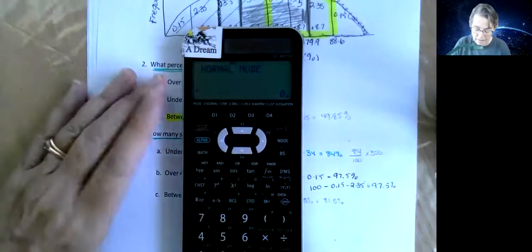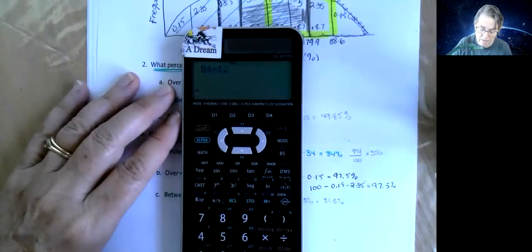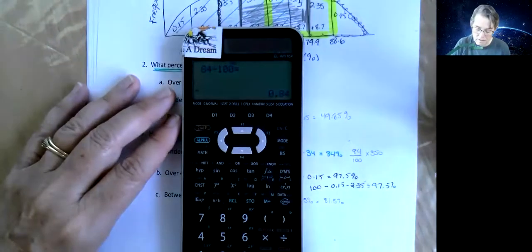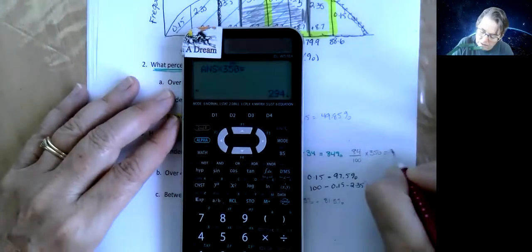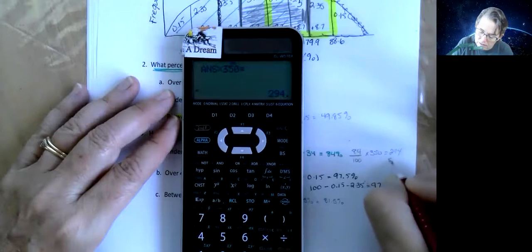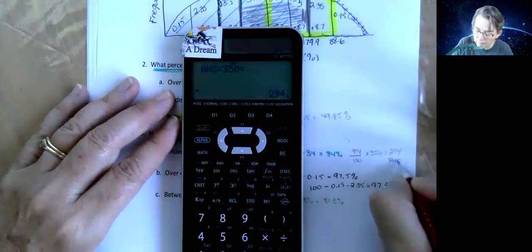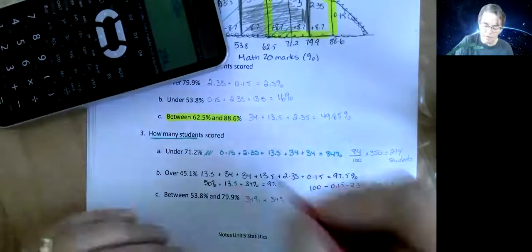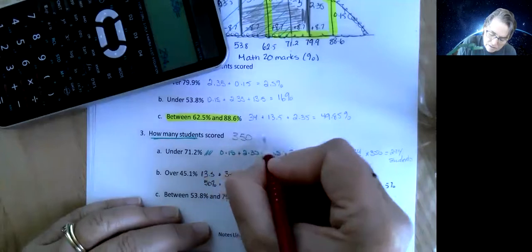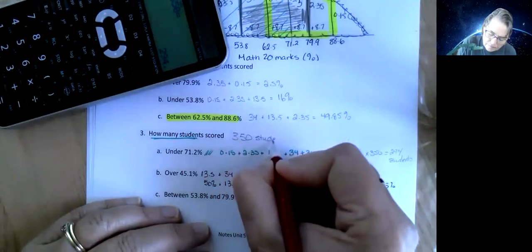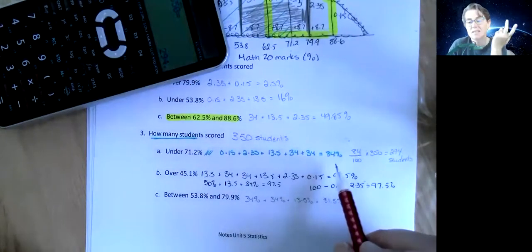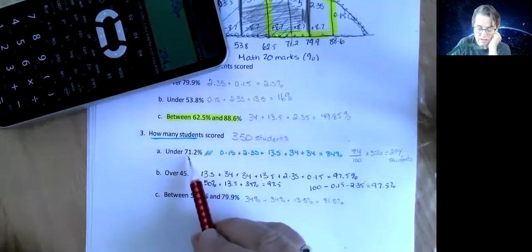But be lazy. So 84 divided by 100. See, move 2 decimal places to the left. Now times 350. And we get 294 students. And that makes sense, right? There's 350 students altogether, and 84% of them, which is a pretty big amount, scored under 71.2.